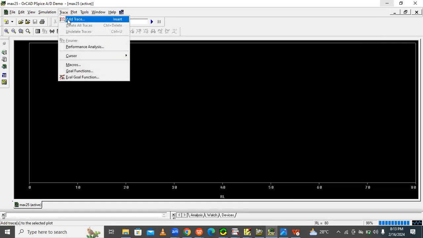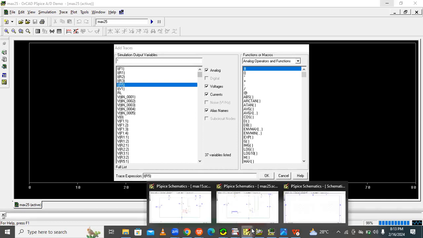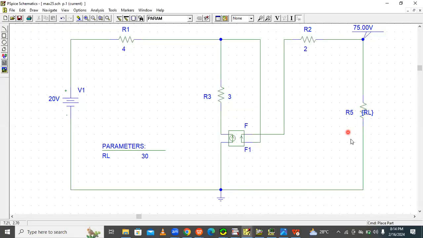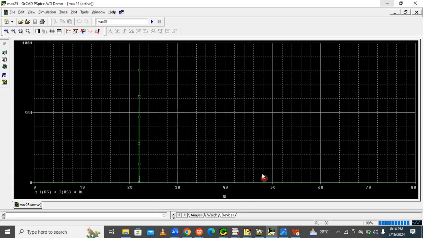Go to trace, add a trace right here. What is the resistance? I think R5. So right here the trace expression is I squared R, meaning IR5 into IR5 into RL, like this. I squared RL. Okay.